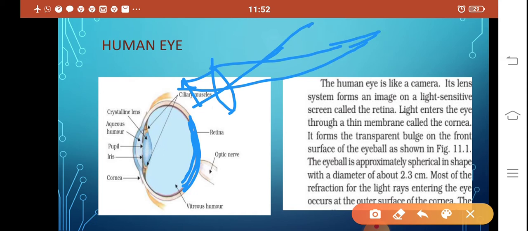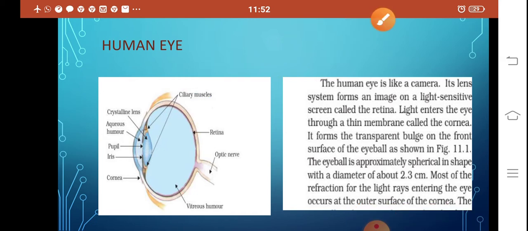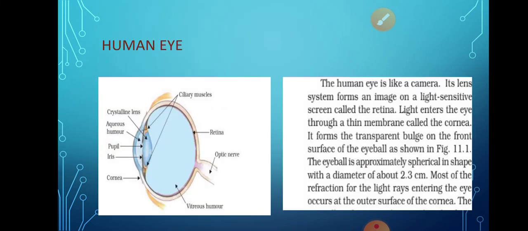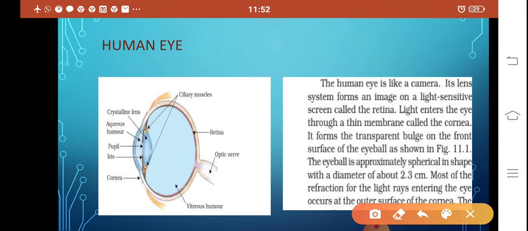But the image formed on the retina is inverted, and then it sends the signals to the brain through the optic nerve. So light enters the eye through a membrane called the cornea. First of all, here we have the cornea, through which light enters into the human eye. It forms the transparent bulge on the front surface of the eyeball.